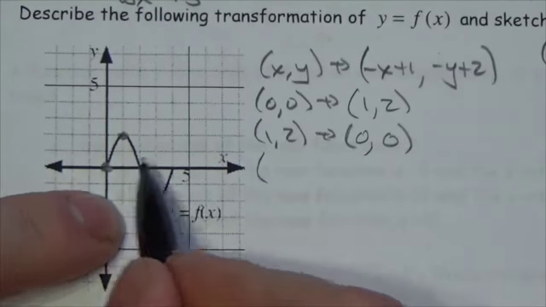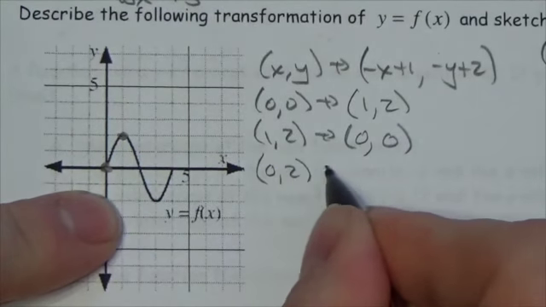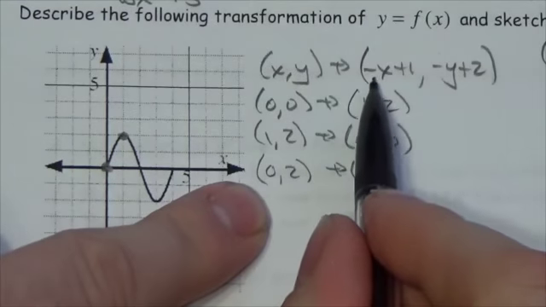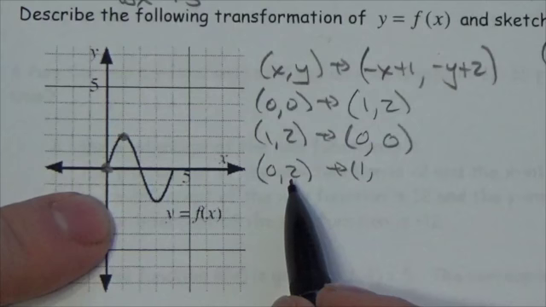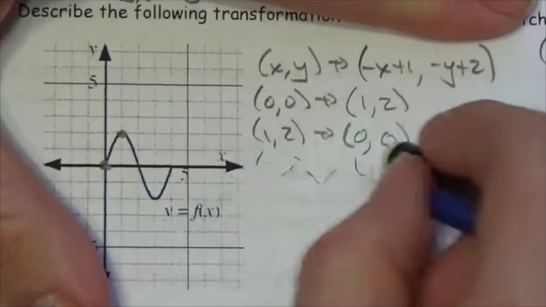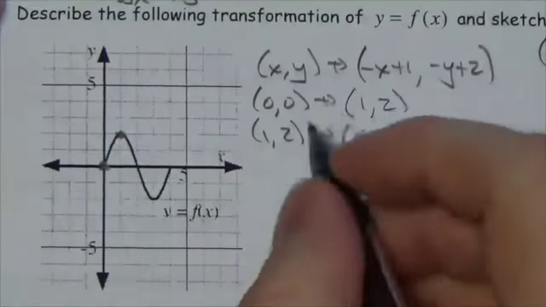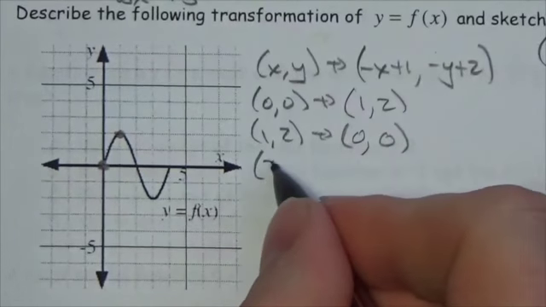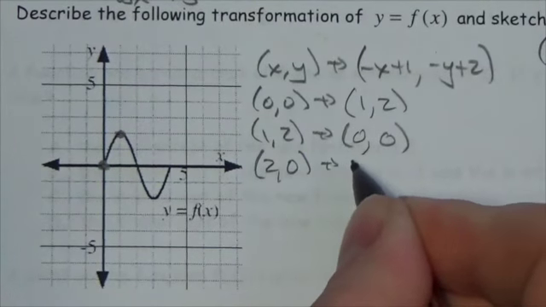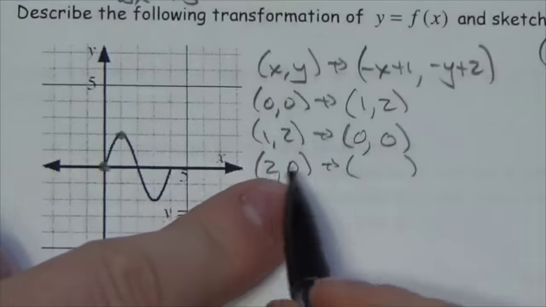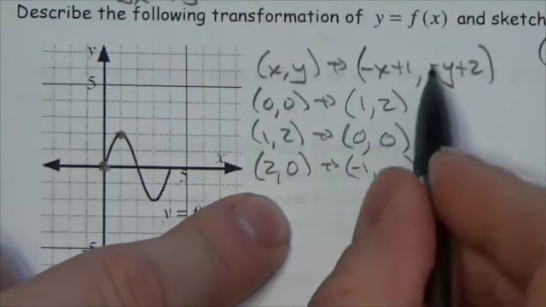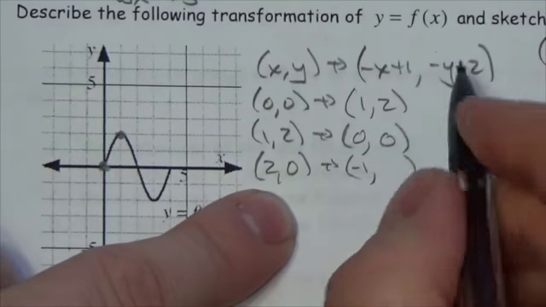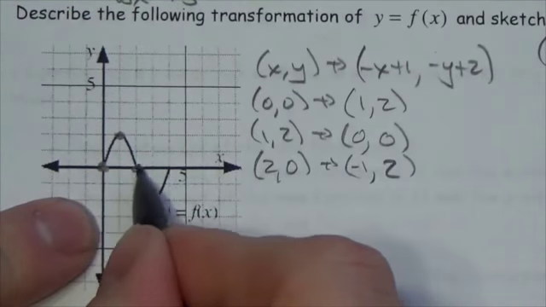The next point that I've got here is the point 0, 2. Well, negative 0 is just 0 plus 1 is 1. And I can't believe I just did that. I am so sorry. Obviously, I need a little bit more caffeine. So that was the point 2, 0. My mistake. Negative 2 plus 1 is negative 1. And then negative 0 is just 0 plus 2 is 2. That was that point right there.